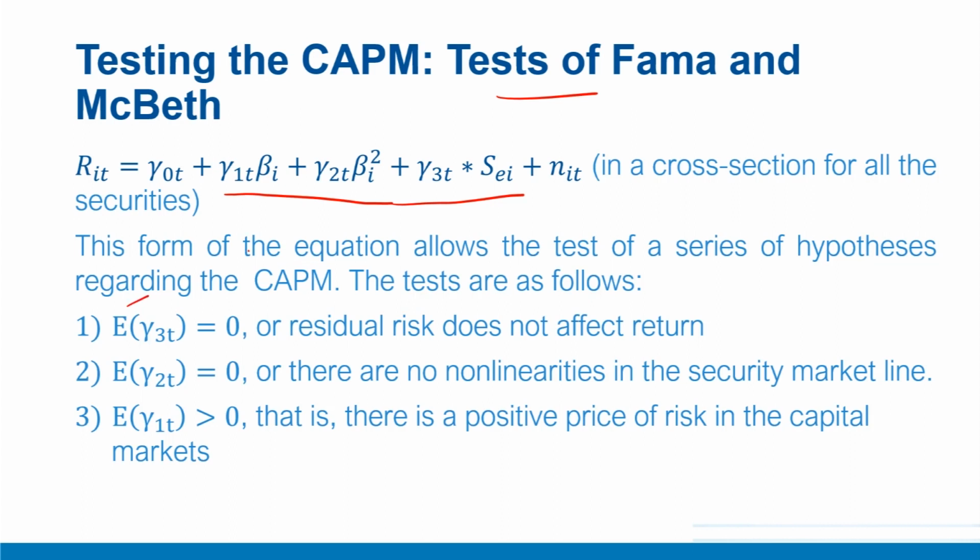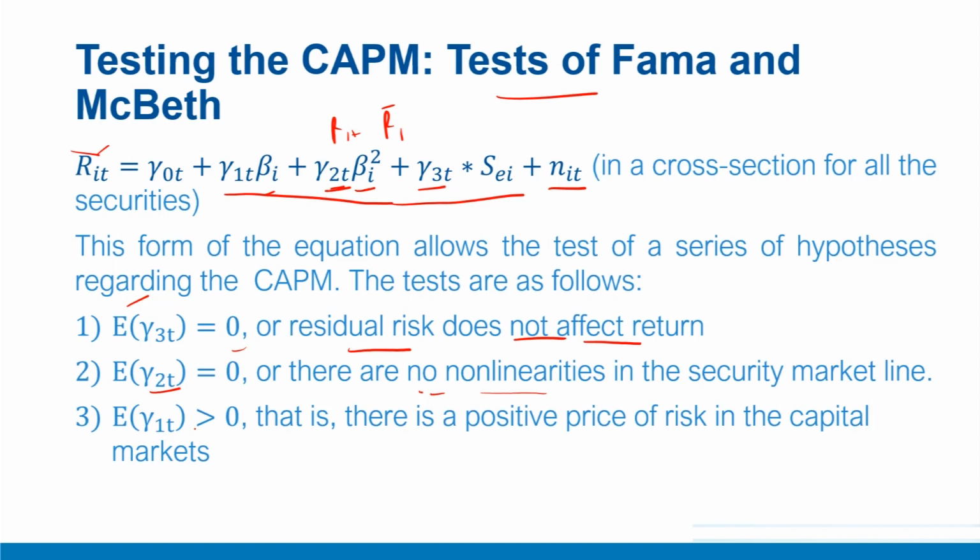First hypothesis: we are hoping that this gamma 3t is equal to 0, that is, residual risk or idiosyncratic risk does not affect the expected return R_it. Here we have written R_it in expectation form. This eta term will be 0 and R_it will become R_i bar. So gamma 2t here is the coefficient of the non-linear term of beta_i, and we assume in the standard version and zero beta version that there are no non-linearities in the model, that is, the relationship between beta and returns is purely linear, and therefore we are hypothesizing this term to be 0.